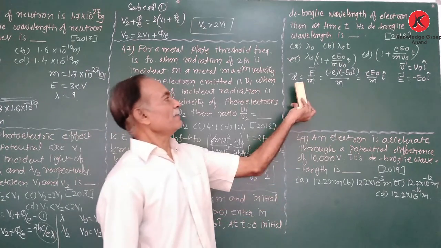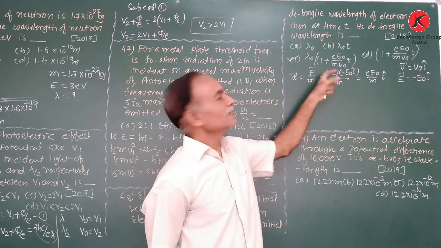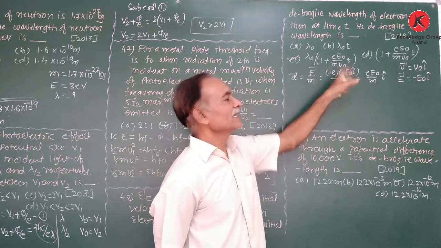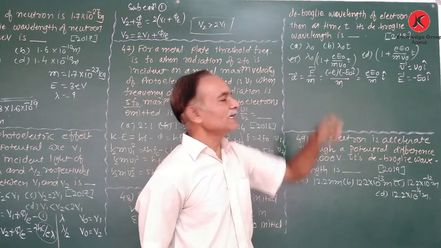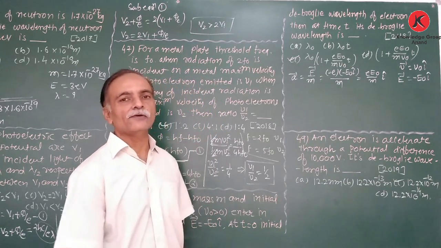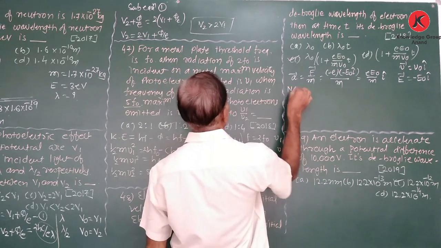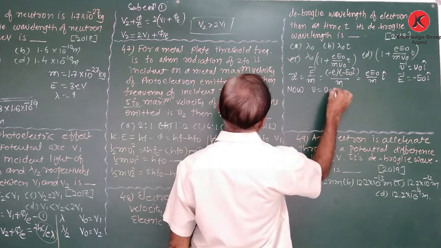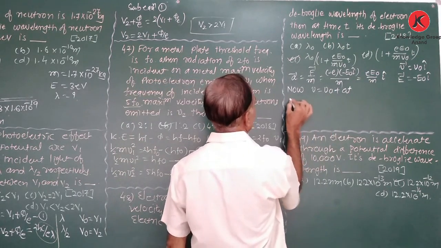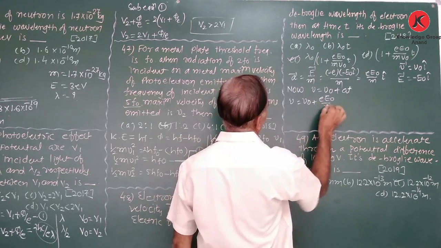Again, the acceleration of an electron is equal to F upon m. F is the force acting: charge of electron into electric field, upon m. Therefore, -e into -E0 i, so e E0 upon m into i. That's the acceleration of an electron in the positive x direction. Now, the equation of motion: v = v0 + at. Substitute the value of a. Therefore, velocity is equal to v0 + e E0 upon m into t.